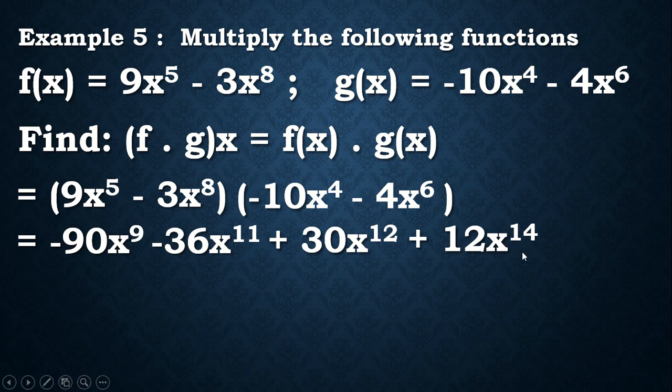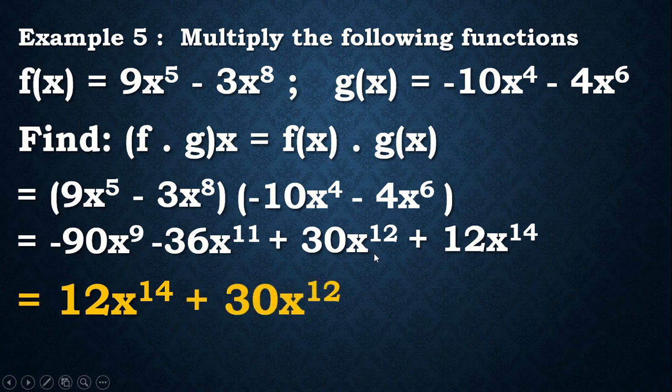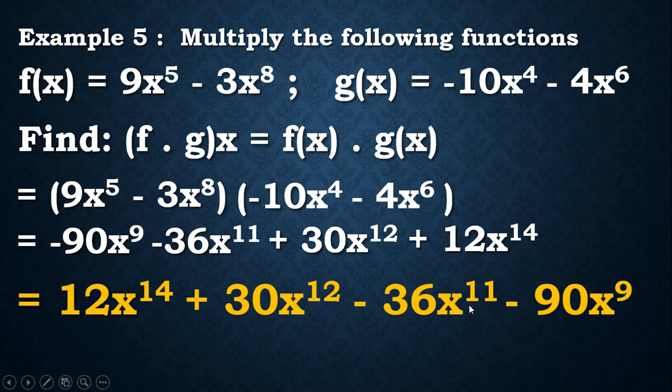We have plus 12x to the 14 because you have to add their exponent, which is 8 plus 6, that is 14. And then we have to write it in descending order from the highest exponent up to the lowest exponent. So we have here 12x to the 14th. This is the highest exponent in this group of terms. And then followed by plus 30x to the 12. And then negative 36x to the 11. And then negative 90x to the 9. We are in descending order: 14, 12, 11, and 9.